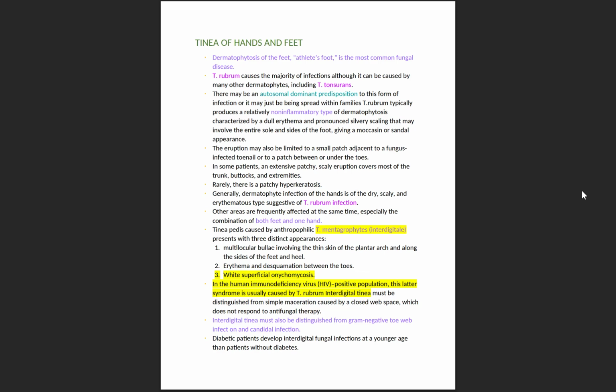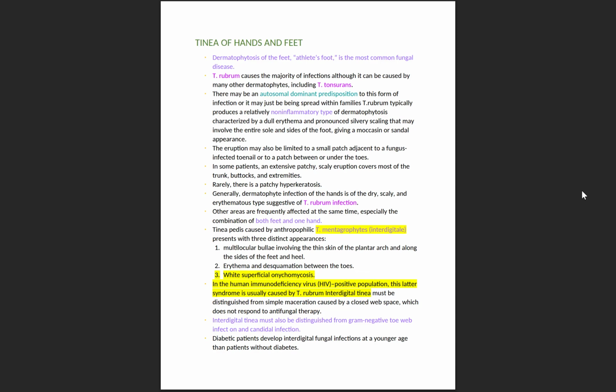Tinea pedis caused by anthropophilic Trichophyton mentagrophytes interdigitale presents with three distinct appearances. ممكن تجي multilocular pulley involving the thin skin of the plantar arch and along the side of the feet and heel, and may present as erythema and desquamation between the toes and white superficial onychomycosis. هاي أيضا بالMCQ: most common cause of white superficial onychomycosis هي Trichophyton mentagrophytes. بس في حال إنه patient عنده HIV فالmost common cause هو Trichophyton rubrum.